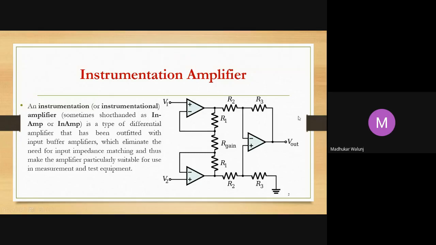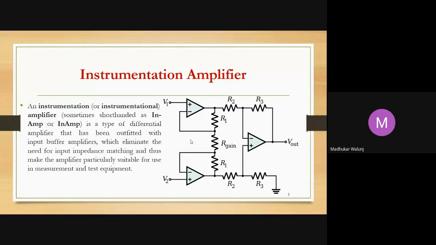In this case, because we have a buffer amplifier, the buffer amplifier will eliminate the need for input impedance matching. Thus it will make the amplifier particularly suitable for use in measurement and test equipment. We can say this instrumentation amplifier is test equipment. Anything can be connected to the test circuit, like what we call a digital multimeter. Whatever voltage we touch and measure in any circuit, that is the input of that DMM, which is input impedance matched.